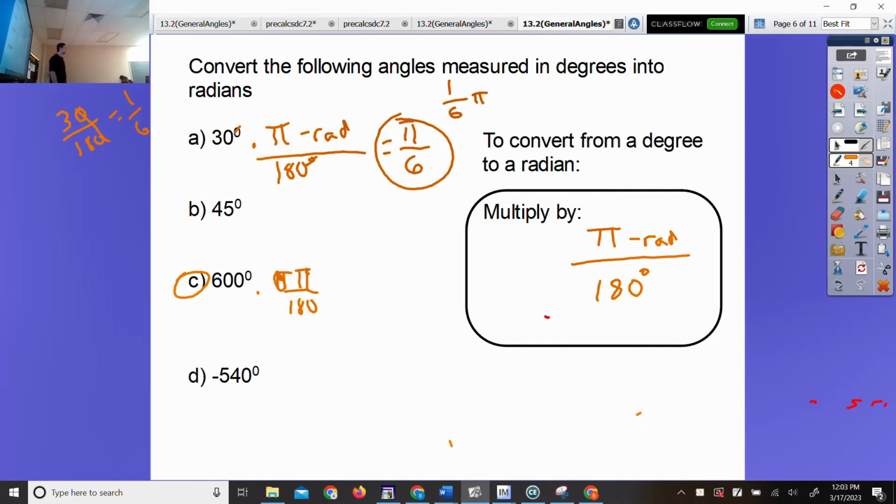Which one are you doing? Oh, did you do B? B is pi over 4, but I circled C, kids. I know what I said. I said y'all do C. But if you got pi over 4, at least you know you're doing that right. Why don't you guys do D? We get a nice whole negative number.